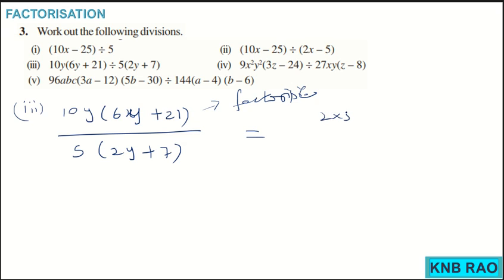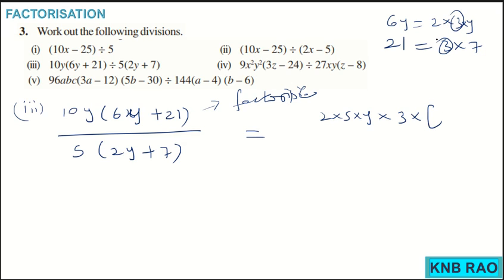So 2 into 5 into y from 6y plus 21. 6y can be written as 2 into 3 into y. 21 can be written as 3 into 7. So this 3 is common, that I am taking it out. So 3 into leftover is 2y plus 7. So this 6y plus 21 further can be factorized as 3 into 2y plus 7.